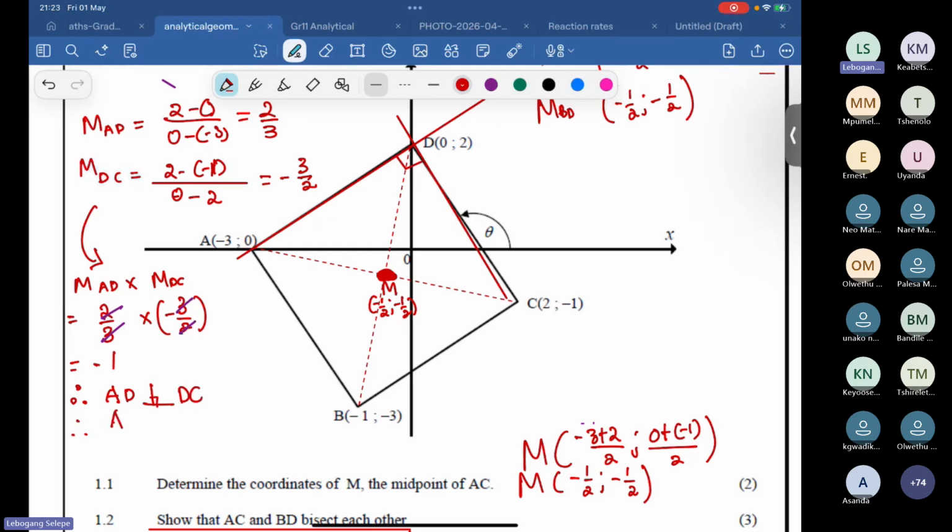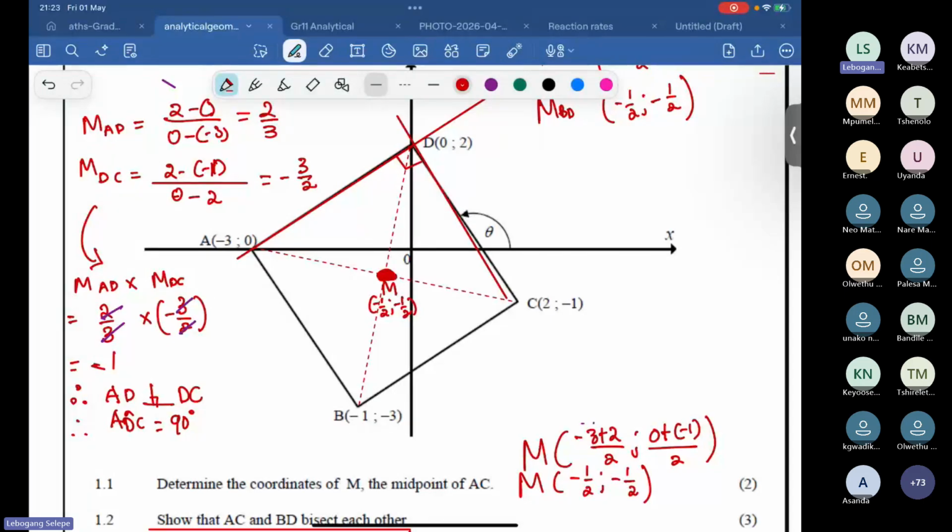Therefore, ADC is 90 degrees. That's proof enough, right? Again, if we can prove that AD and DC are perpendicular, we can prove that there's a 90-degree angle there. How do we do that? We find the gradient of AD because we can. We find the gradient of DC because we can. We therefore multiply the two gradients. And if they give us negative 1, like they did, then we can be sure that AD is perpendicular to DC. Therefore, there's a 90-degree angle.